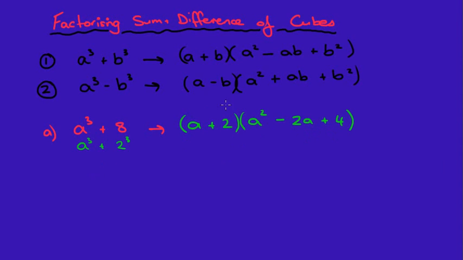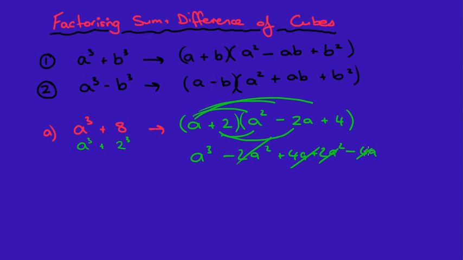So you can see it's quite simple, and I guess if you want to expand it, just to double check, a times a squared is a cubed, a times minus 2a is minus 2a squared, a times 4 is positive 4a. Then because we've got the opposite sign, we now get the plus 2a squared, so you can see those two cancel. We now get the minus 4a, those two cancel, and then we get the plus 8. And you can see all we've got left there is the a cubed plus 8. So you can sort of see where we're going with that.